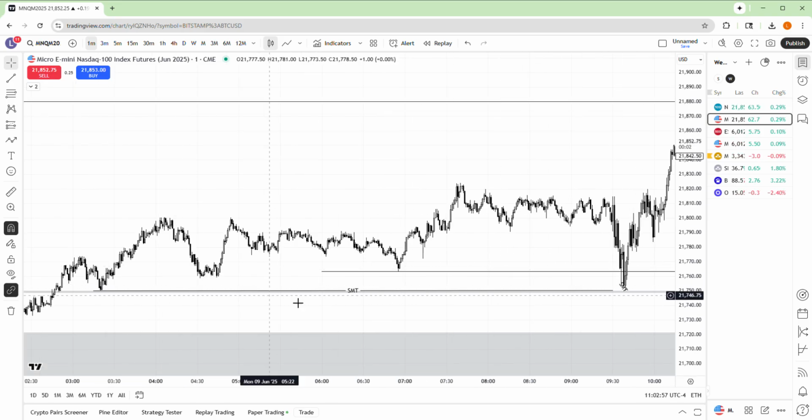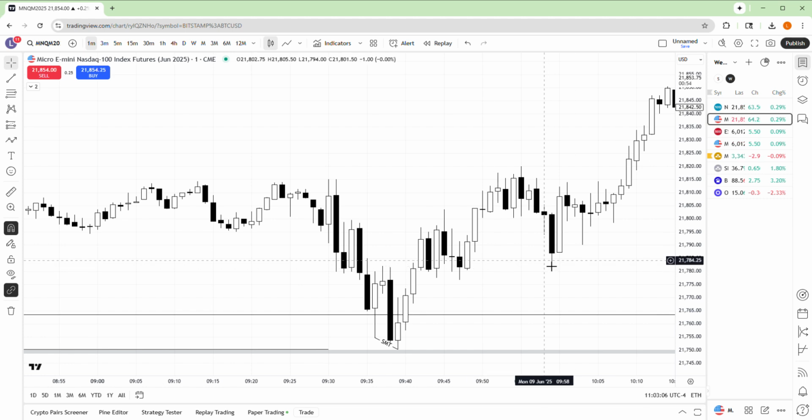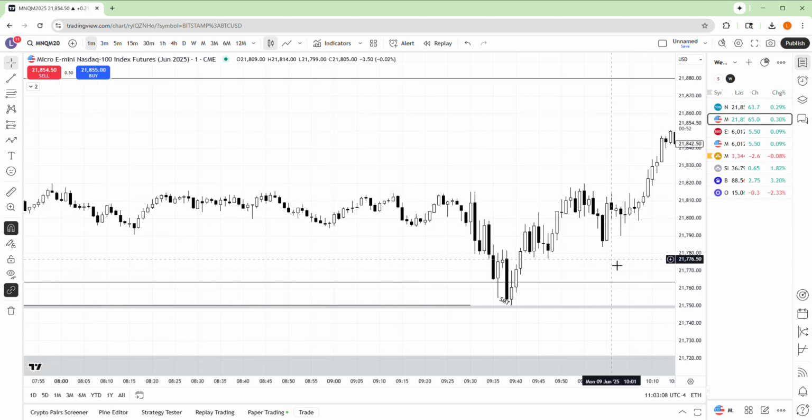And it's actually pretty interesting because the NASDAQ was stronger in the form of not tapping the fair value gap, but it was weaker in the form of this reversal point. So that was pretty interesting, pretty cool observation.